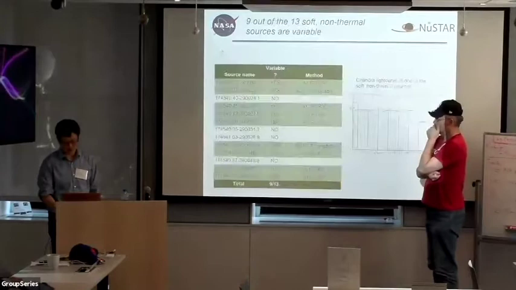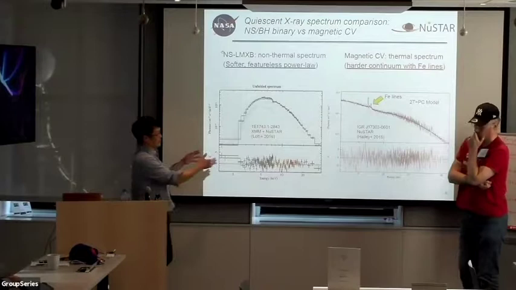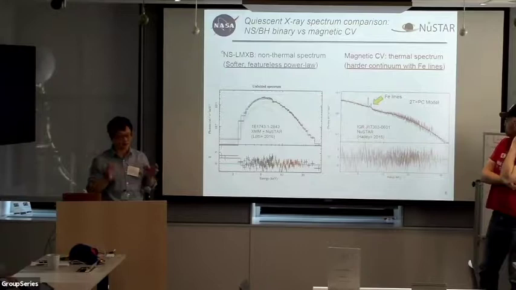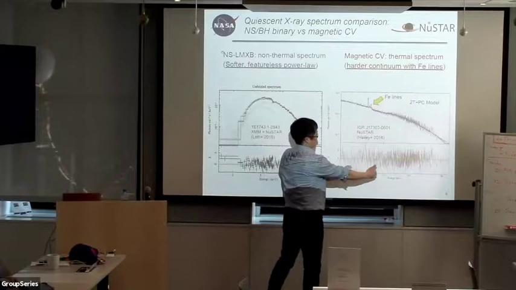Yes, so coming back to this slide, that's a broadband X-ray spectrum of the black hole and neutron star LMXBs versus magnetic CVs, going back to the Muno original paper from 2009 or 2005. But if you look at the Chandra band, which starts from 2 keV to 8 keV, just ignore the NuSTAR part, and then it looks very hard.